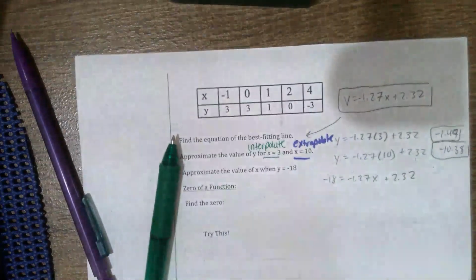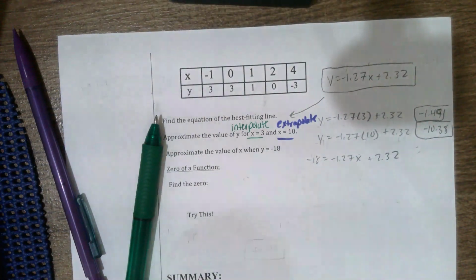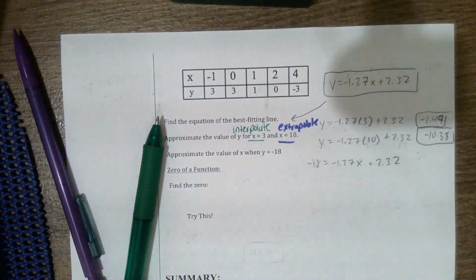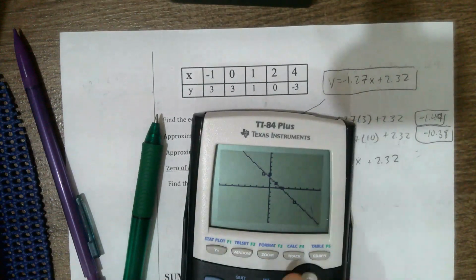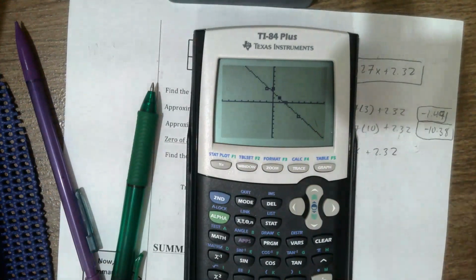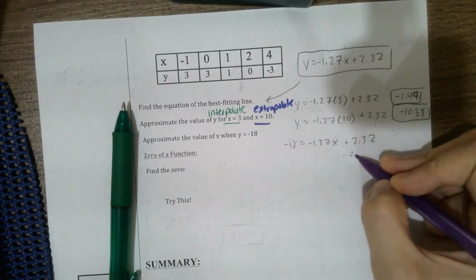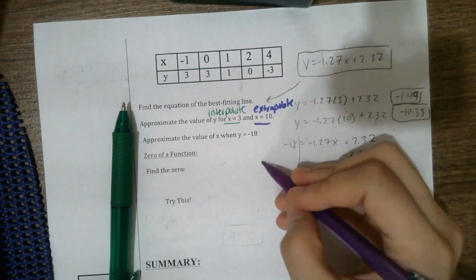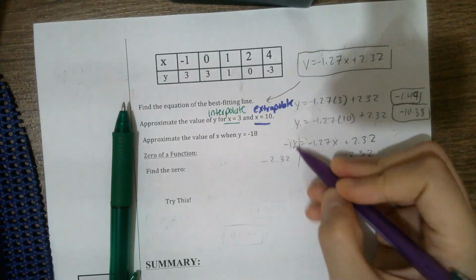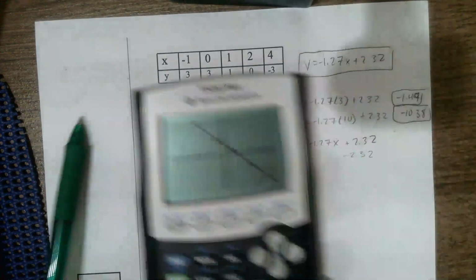Okay, so here we're extrapolating again, but this time we're given y. So we think y is all the way down here at negative 18. What is the x value? So we're going to subtract from both sides. We're solving for x.